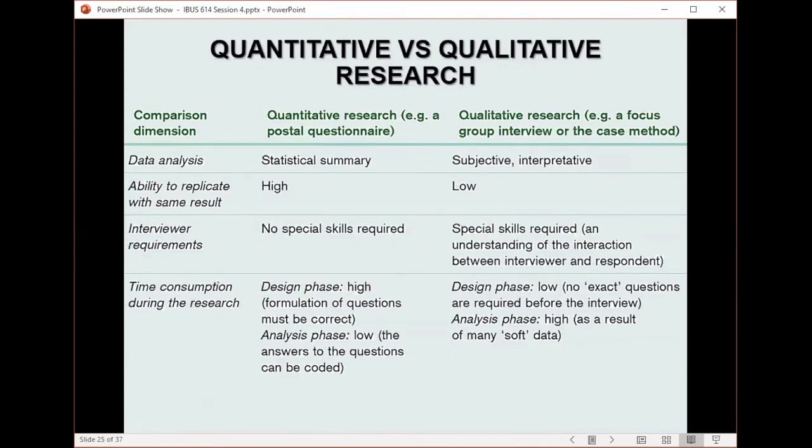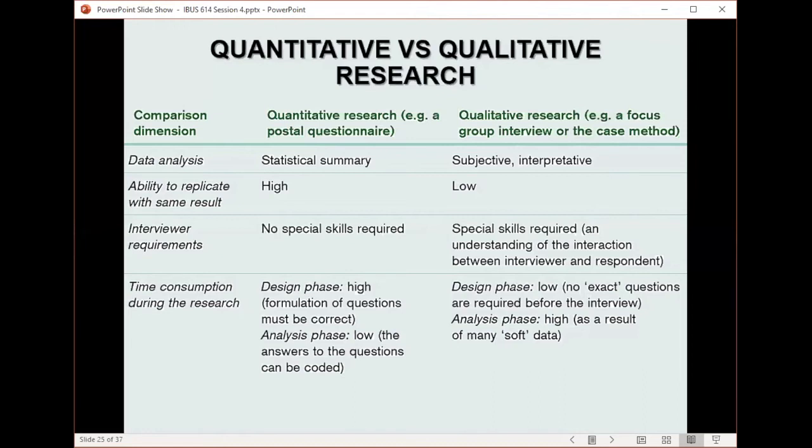Moving on, we can still talk about the data analysis techniques. Again, quantitative is all about statistical summary, whereas qualitative is more subjective and interpretive. The ability to replicate quantitative is also very high, unlike qualitative, which is very low to replicate because the responses are unique to the individuals who provide them. And then interviewer requirements, again, you don't have to have any special skills to give someone a survey. The person can answer the survey on their own, even without your input as a researcher.